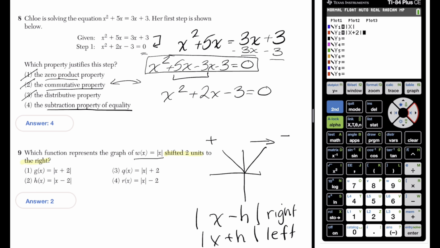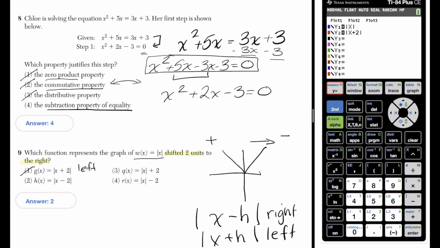So you can try it and see if this happens, and when you hit graph, did your red one shift to the right? No, it shifted to the left. Oops, I want to write it in here. So this went to the left 2. That was my red. So that's not what I want. I can eliminate this one.